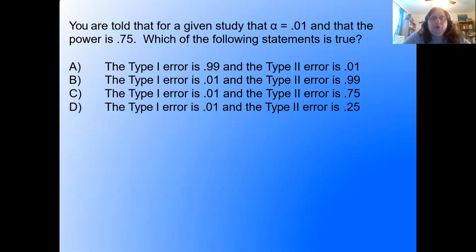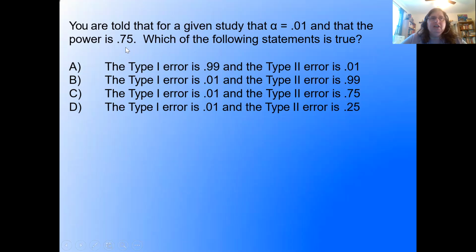You are told that for a given study that alpha equals 0.01 and that power equals 0.75. Which of the following statements is true? Okay, so pause, think about it. Okay, all right, so here we go. The alpha and the type 1 error are the same thing. Alpha and type 1 error are the same thing. Okay, that doesn't eliminate much. It just eliminates choice A, and now we're down to choices B, C, and D.